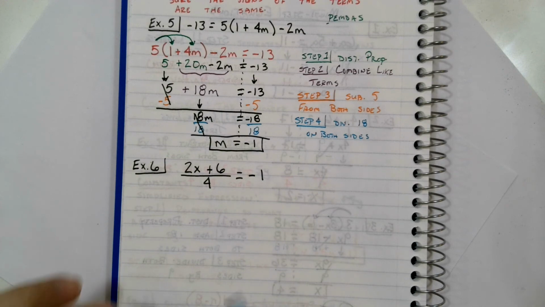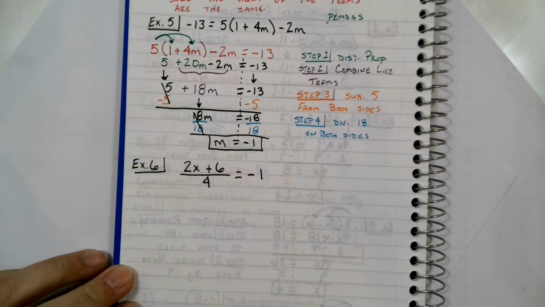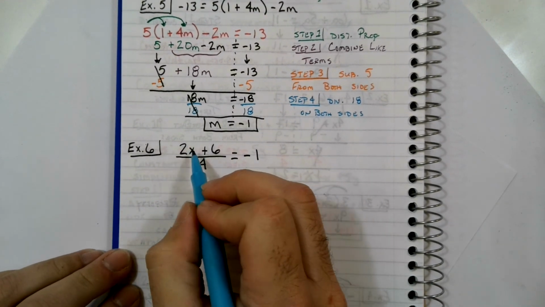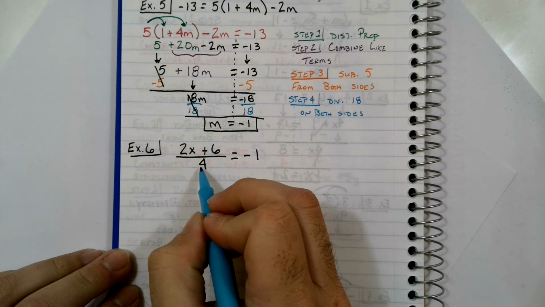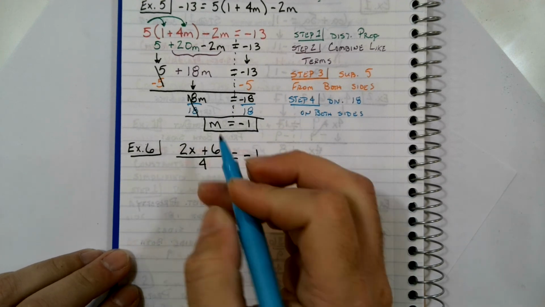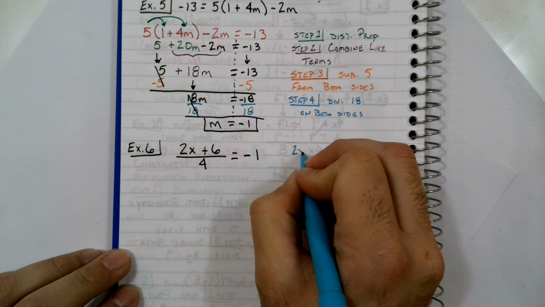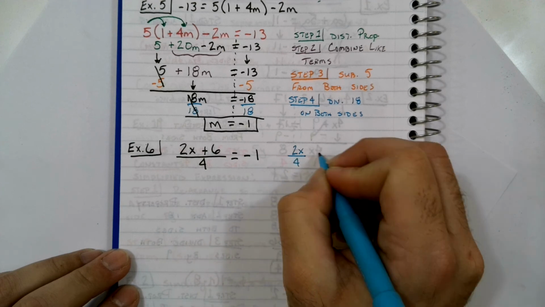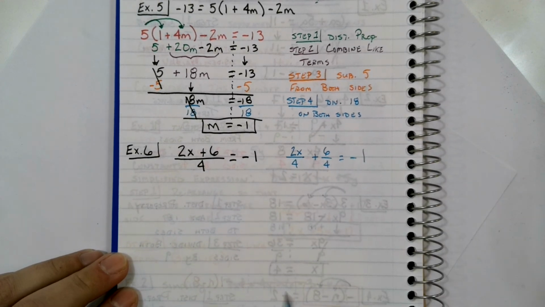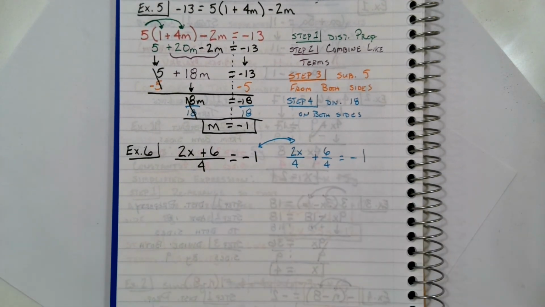If I could take this right here, and I could separate that. So what I mean by I could separate that is the 2x is being divided by the 4. The 6 is also being divided by the 4. So if I took that and separated it, this problem could also look like this: 2x over 4 plus 6 over 4 equals negative 1. These are the same exact equations.